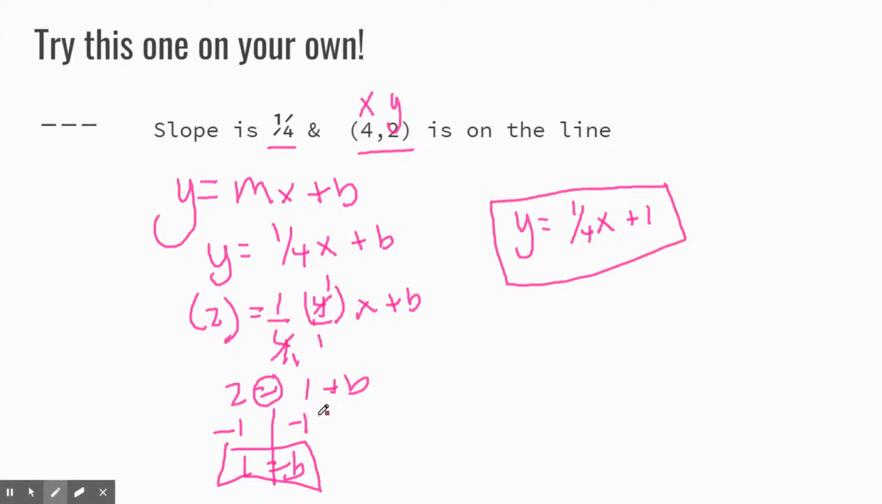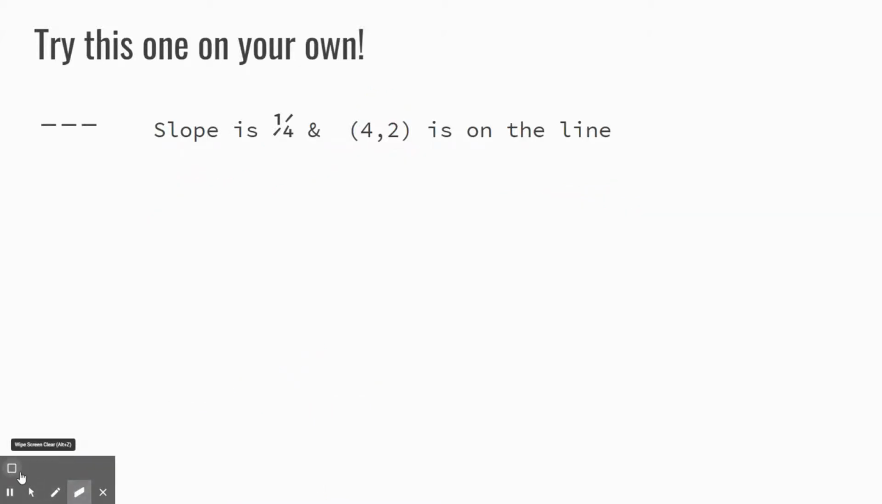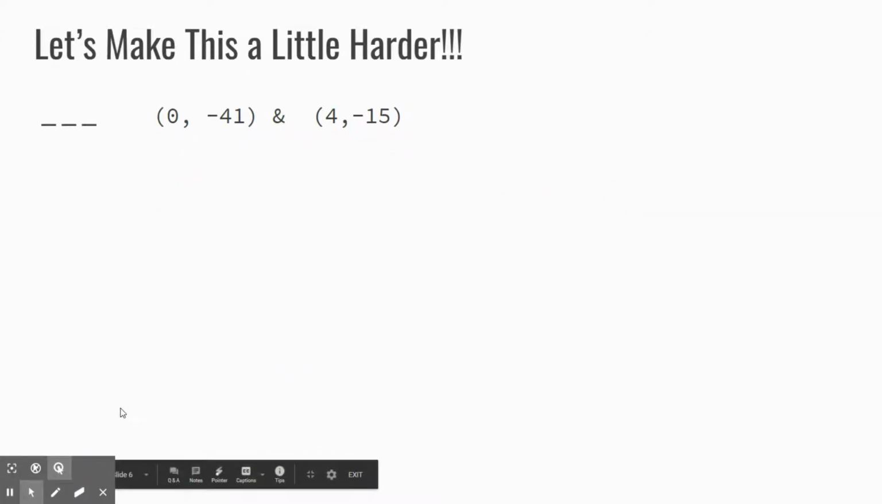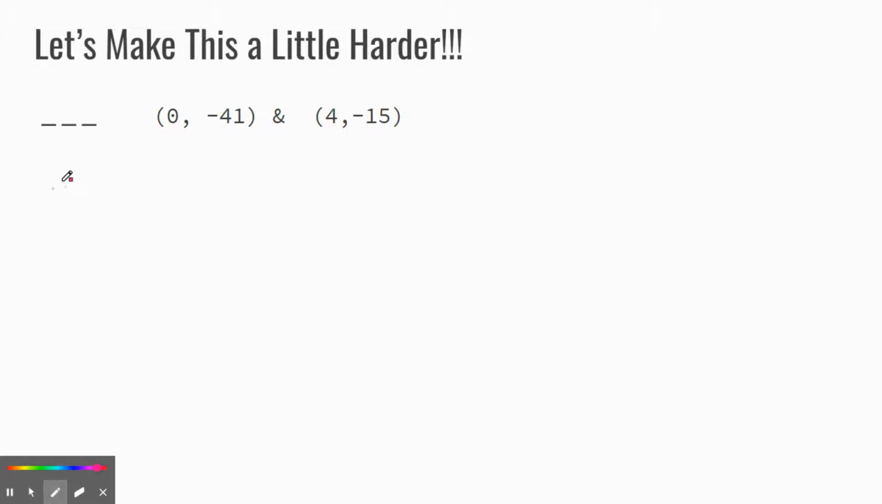All right, let's move on to our next problem. This time we're going to make it a little bit harder by making it where our slope isn't given. Instead, we just have 2 points. How am I going to solve it? Well, first I have to find my slope, then plug it in, and go from there. So let's start with finding slope.